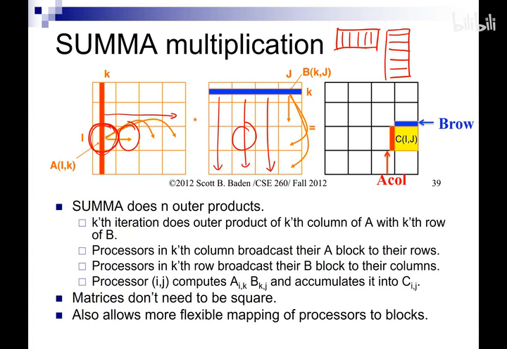Okay, and also, because you don't have to deal with square matrices, you can have a more flexible mapping of your processors to the blocks.